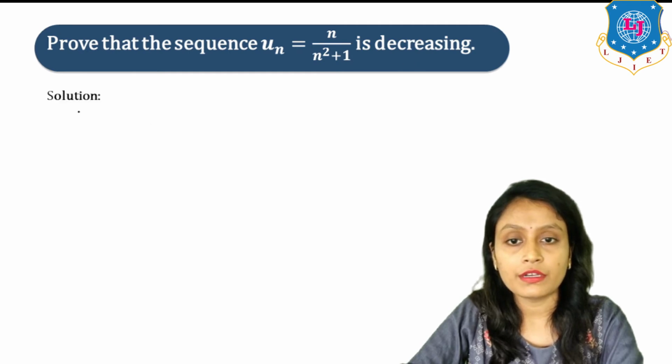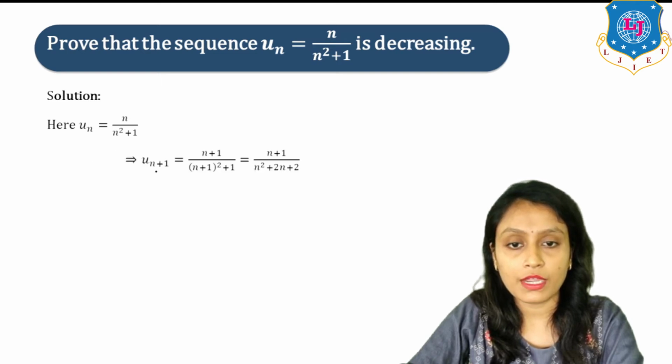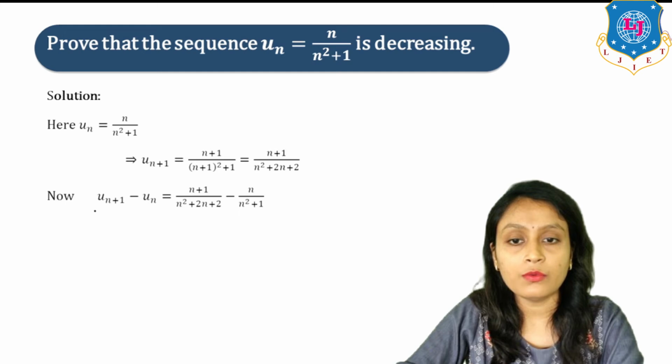Okay, so here the nth term is given, that is n upon n square plus 1. Firstly, we will find u_{n+1}. So it is n plus 1 upon (n plus 1) whole square plus 1. Simplify, so you will get n plus 1 upon n square plus 2n plus 2. Okay, now we will find this u_{n+1} minus u_n. Substitute both the answers, cross multiply and simplify.